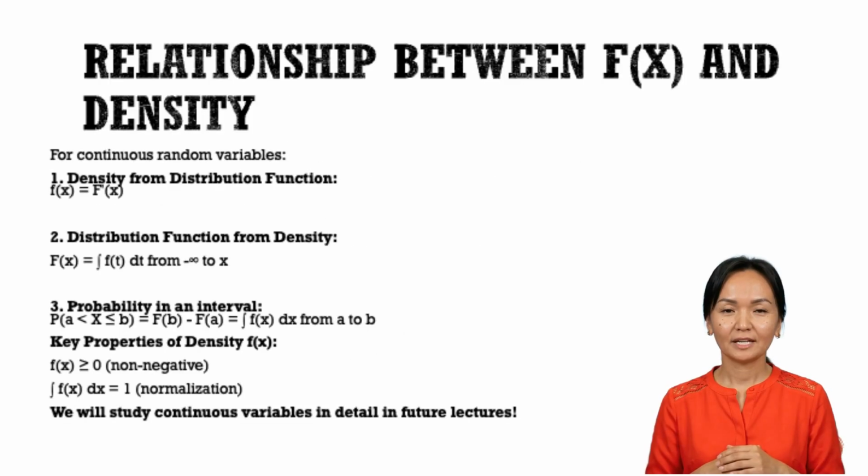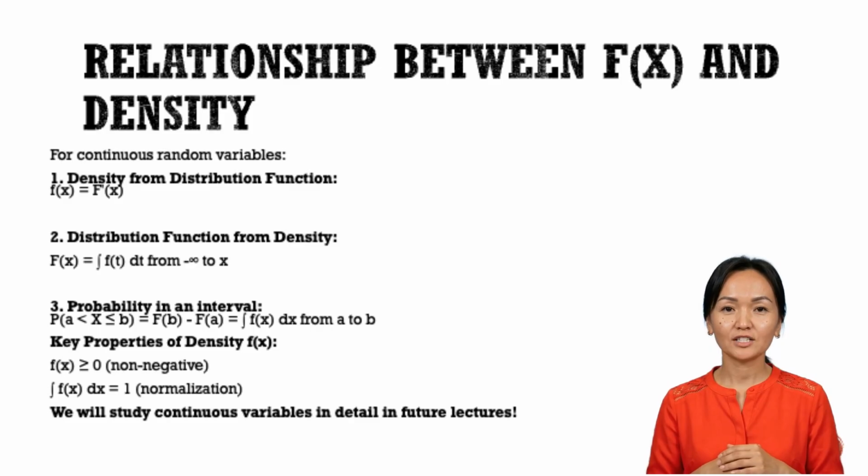Now let's explore the relationship between the distribution function and the density function in more detail. There are three key relationships that you need to understand. First, the density function can be obtained from the distribution function by differentiation. That is, f(x) equals the derivative of F(x) with respect to x. This means that the density is the rate at which the cumulative probability is increasing at any point. Where the distribution function is steep, the density is high. Where it's flat, the density is low or 0.